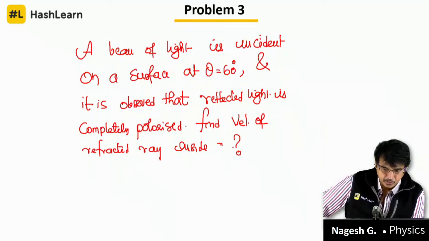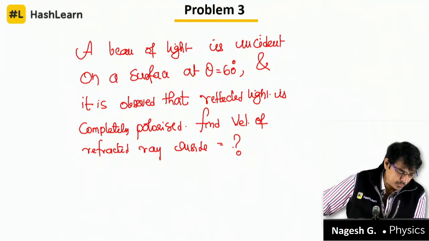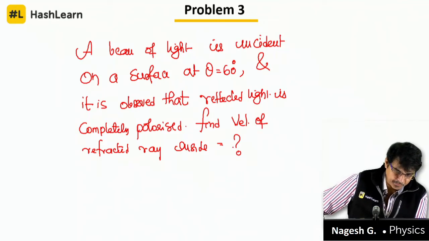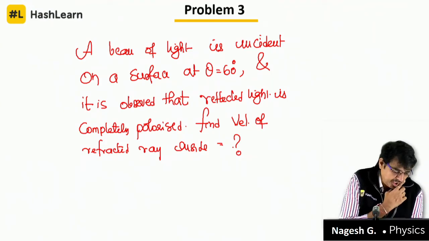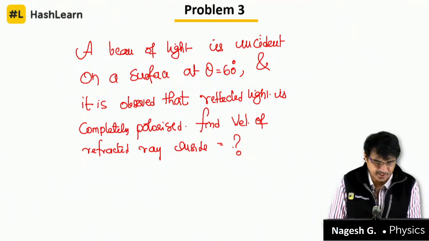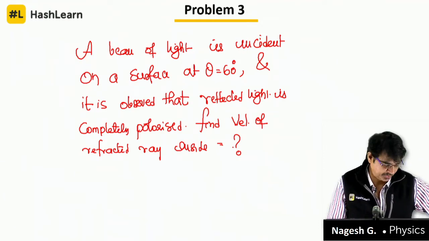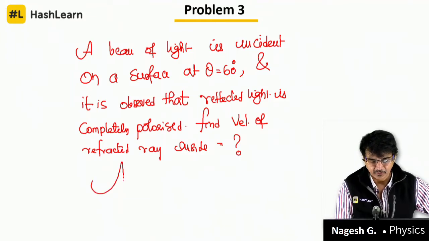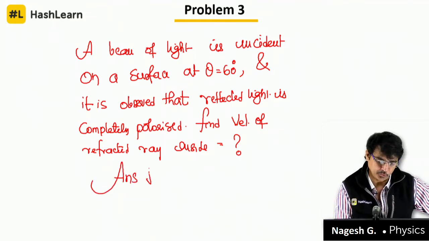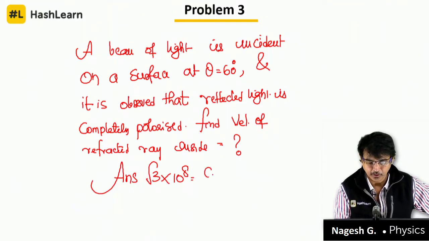Now, Radhika entered 1.73 multiplied by 10 to the power of 8. Fantastic, Radhika, fantastic. 1.73 multiplied by 10 power 8 is the correct answer. The answer is root 3 into 10 power 8, or C by root 3.